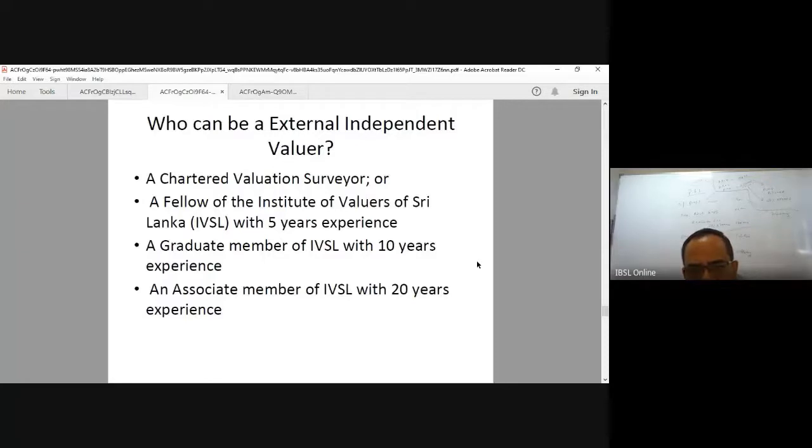So an external independent valuer, that also has criteria prescribed by the central bank. Can be a chartered valuation surveyor, a fellow of the Institute of Valuers of Sri Lanka for 5 years, a graduate member of 5 years, for 10 years, or an associate member. People, even without the qualification, over a period of time will practice, and then they will become an associate member. They will get membership and then become a member. If they have more than 20 years of experience, they can be an external independent valuer for the bank.